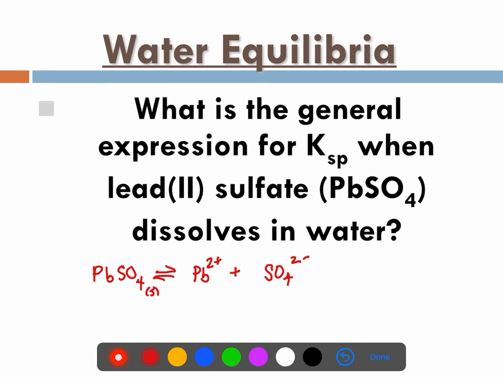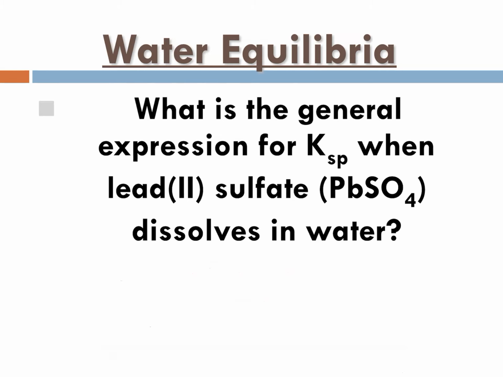Now, lead sulfate's a pure solid. Ions are dissolved in water. So the Ksp for this, we ignore the solid, and we just do lead 2 plus times sulfate. Easy.